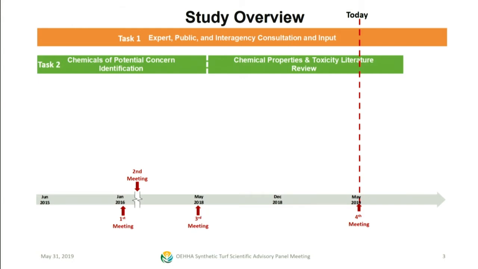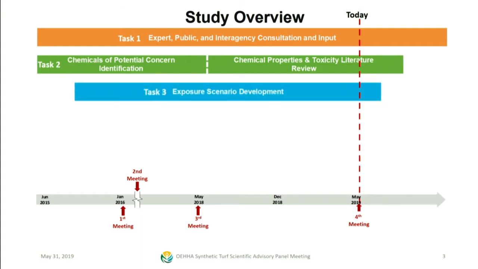Task 2 focuses on identification of chemicals of concern and hazards for synthetic turf fields and playgrounds constructed with recycled tire crumb rubber. Task 3 involves the development of an exposure scenario, which involves identifying the field user categories and their activity or behavior on these fields or playgrounds. And then we use it to assess their exposure.